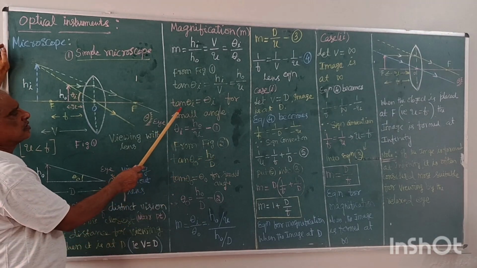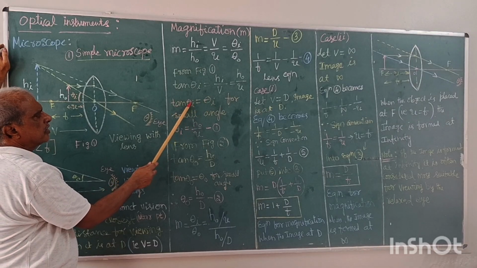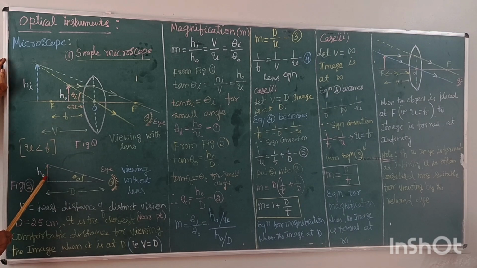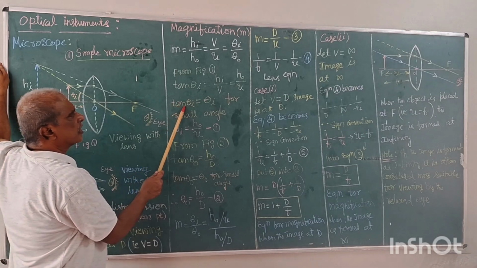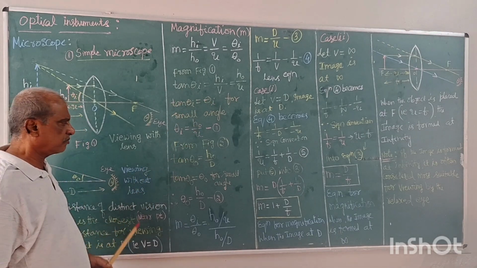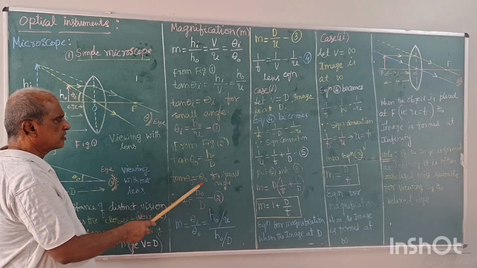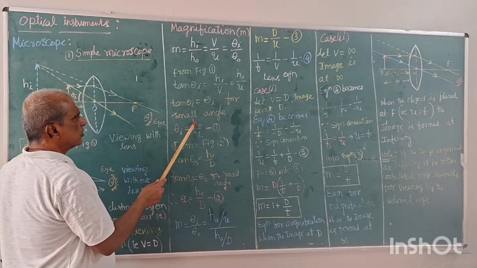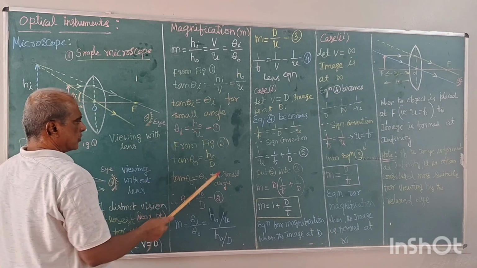And in this case, tan theta equals theta, whether theta I or theta naught. Why? The reason is the object under investigation is very small, a tiny micro object. If that is the case, the angle subtended will be very small. If the angles are very small, you know tan theta equals theta. Apply that. So this is theta I, this is theta naught. So theta naught equals H0 by D and theta I equals H0 by U. Use this.